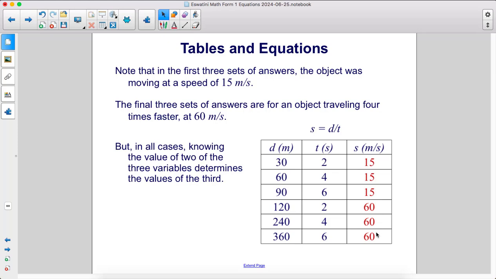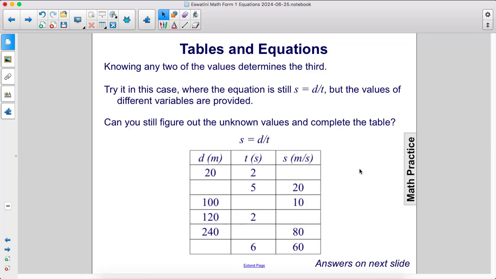All right, so if you go ahead and fill them all out, you see in the first 3 rows, the speed was 15 meters per second. In the final 3 rows, the speed was 60 meters per second. Note that in the first 3 sets of answers, the object was moving at a speed of 15 meters per second. The final 3 sets of answers are for an object traveling 4 times faster, at 60 meters per second. But in all of the cases, knowing the value of 2 of the 3 variables determines the value of the third. Knowing any 2 of the values determines the third.